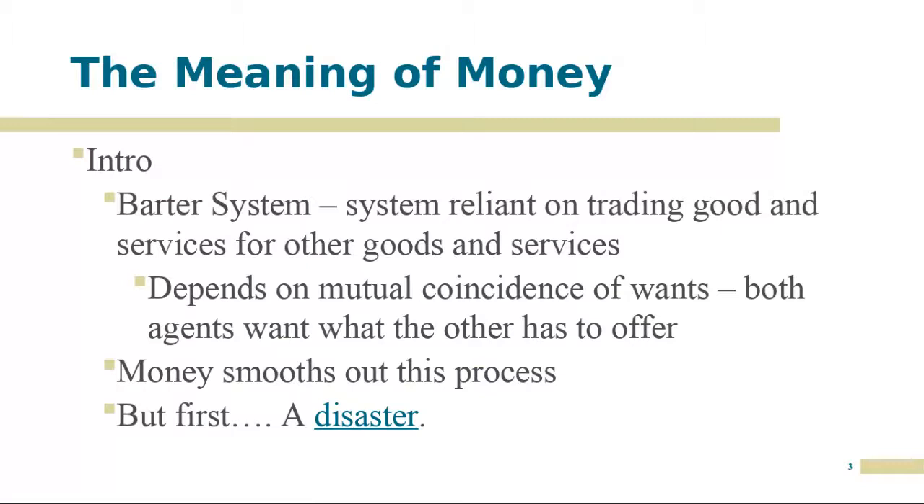So, in order to understand this, we first have to begin with what is money and what do we mean by money? Well, let's consider if money did not exist. What that would leave us with is a system kind of like the barter system. And a barter system is a system reliant on trading goods and services for other goods and services. And this depends on something called the mutual coincidence of wants. And that means that both agents want what the other has.